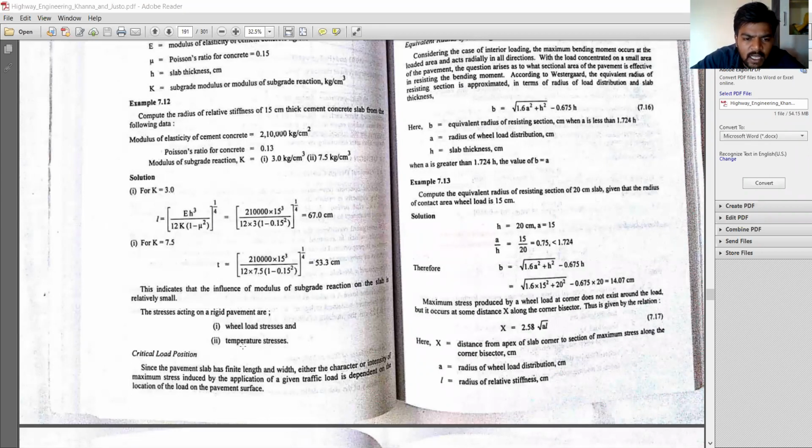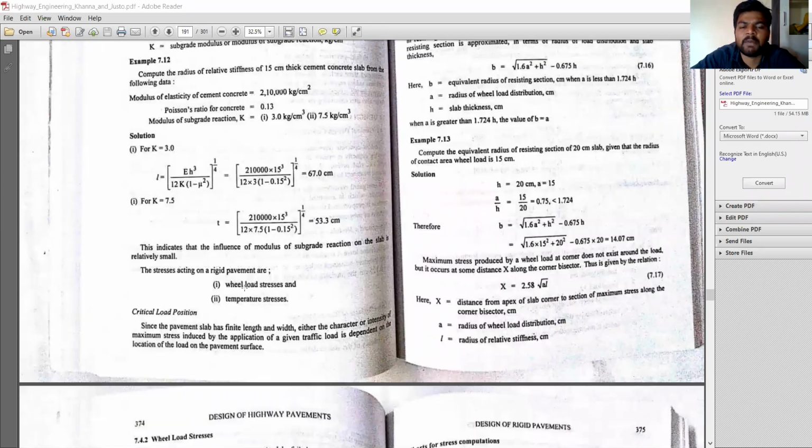Usually, the stresses are expressed as wheel load stress and temperature stress. Wheel load stress means, as I explained now, the total load applicable on a concrete slab, that is from the vehicle, on corner, edge and central portion. And because of temperature susceptibility, there will be temperature stresses. Because of variation in temperature, it is considered as stress applied on a concrete pavement. Hence the wheel load stress and temperature stresses are considered as stresses applied on concrete pavement.